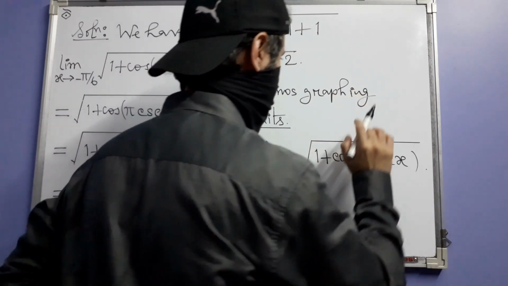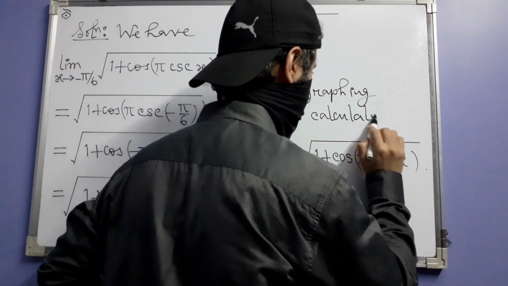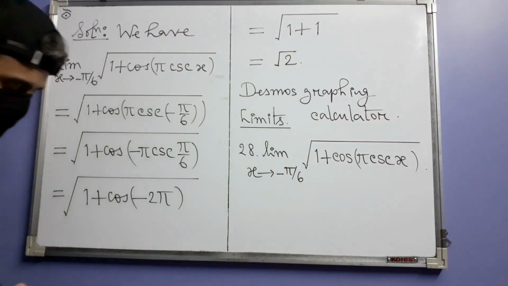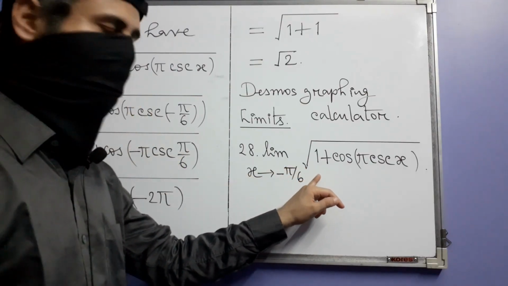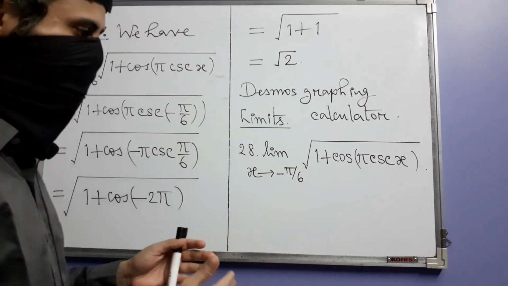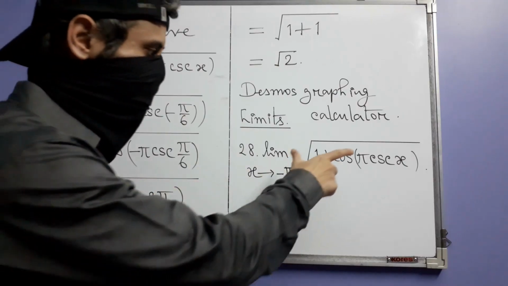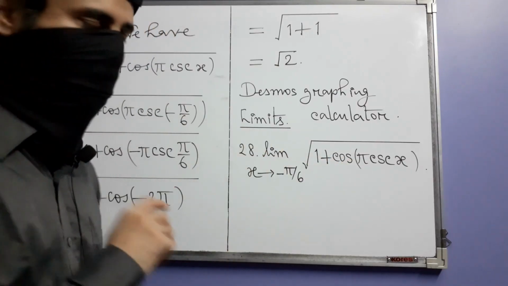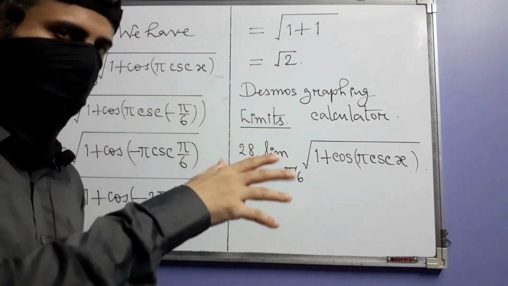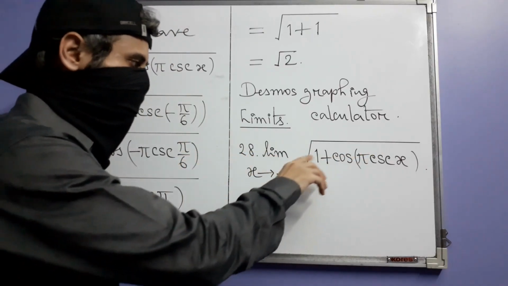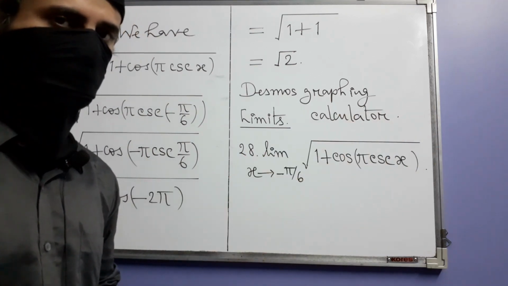Desmos graphing calculator. And there you graph this function. You will see that on the left side there is a place where you can put the equation of the function. You write y equals square root of this, and instantly the graph will appear on the right side.